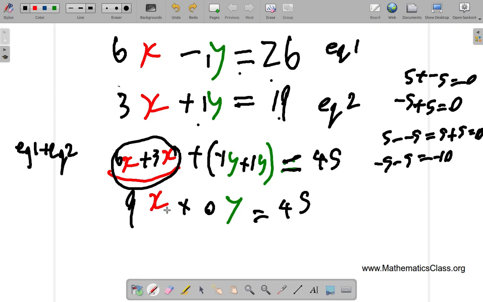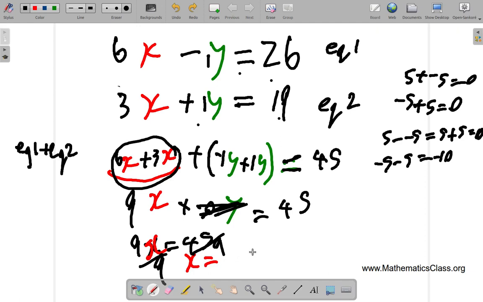Alright? But let's just finish off this equation here. So it's 9x. We don't have to worry about the y anymore. This is gone. Equals 45. I want my x to be in red. So therefore x is equal to, when you divide both sides by 9, 9 into 45 is 5. So x is 5.